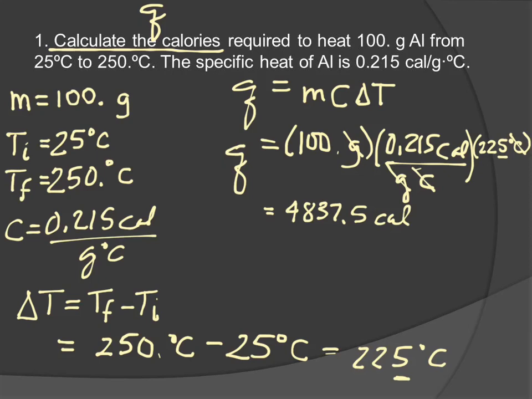How many significant figures should that number have? 3. 100, with the addition of that decimal point, which your original question did not have, is 3. And this specific heat, 0.215, is 3. And the temperature is 3. So we're going to round this answer to 3. So can we call that 484?